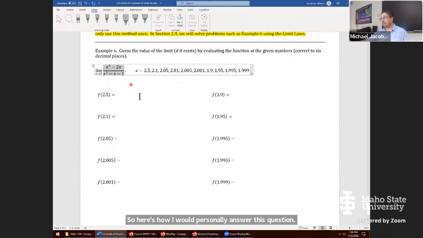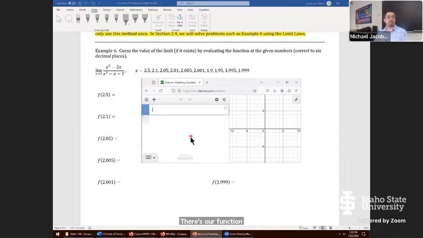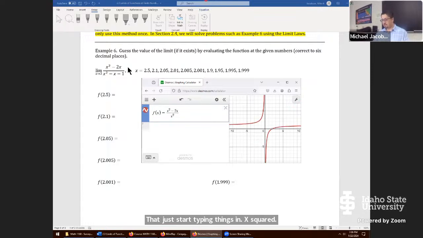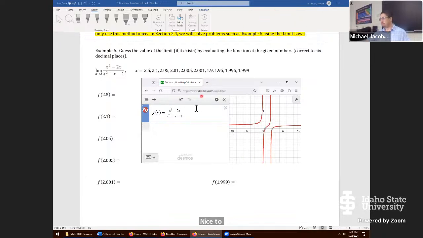We need to import that right there. There's our function. There's a lot of ways you can do it. You could write y equals and just type it in. But for our purposes, we want to use and abuse function notation. So let's initialize it with function notation. F of x is going to be defined by, for the fraction bar, start with the slash button right by the question mark. Then just start typing things in. X squared minus 2x over x squared minus x minus 1. So there's our rational function, graph on the right if we'd like it.